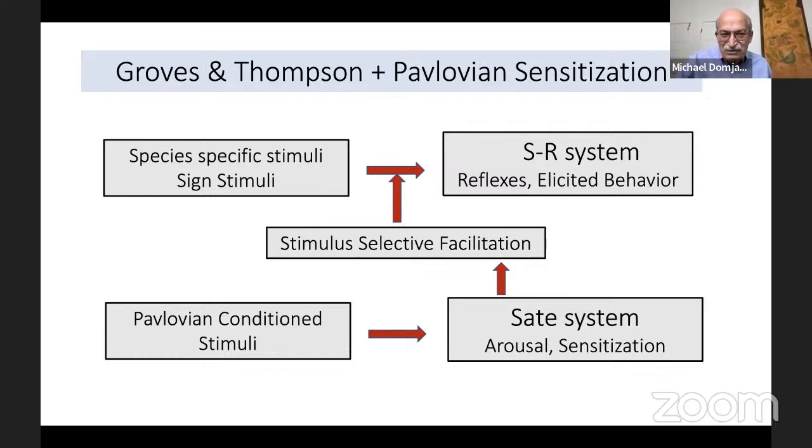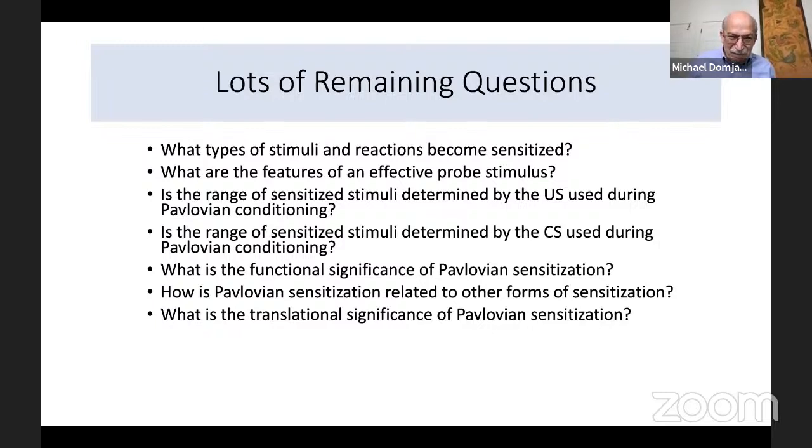But there are a lot of things that we don't know. Lots of remaining questions. The first one is, what types of stimuli and reactions become sensitized? That is, I've talked about these probe stimuli, and in all of these experiments, there hasn't been much variation in the nature of the probe stimuli, so we don't really know what makes for an effective probe stimulus, which is the second question. So what are features of an effective probe stimulus? What is the range of sensitizing stimuli? And is this determined by the US or some other variable?